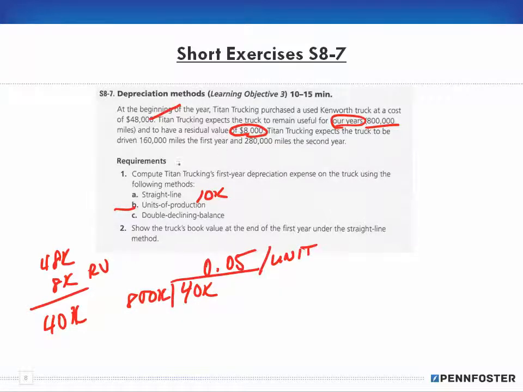Now, in the first year, the truck is expected to be driven 160,000 miles, and 280,000 in the second year. So if it's being driven 160,000 miles in the first year, and we multiply it by our cost per unit, 160,000 times 0.05 gives us $8,000 for our units of production.